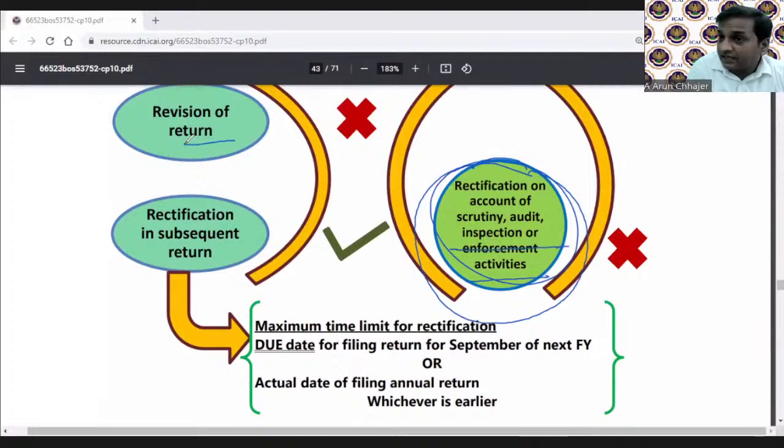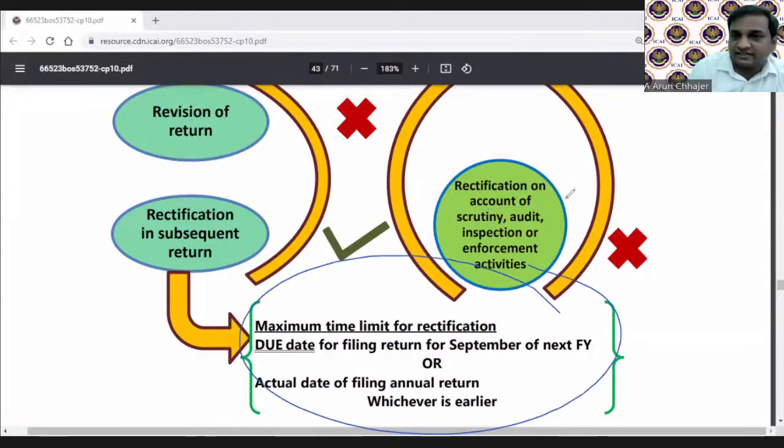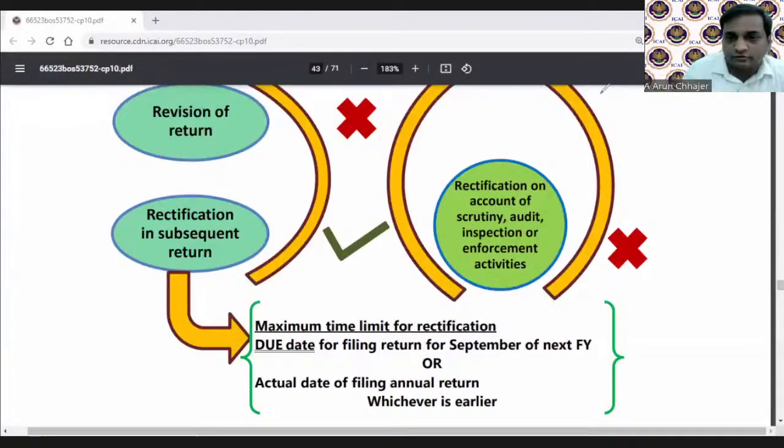Can you revise the return? Answer is no. You can rectify the return. How to rectify or do amendment in the subsequent return. But rectification is not possible. Suppose on scrutiny something is found out, on audit or inspection, for that rectification is not possible. Maximum due date, whichever is earlier, we have discussed also.